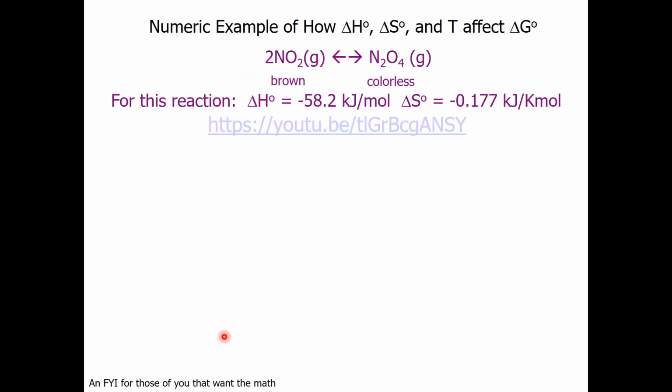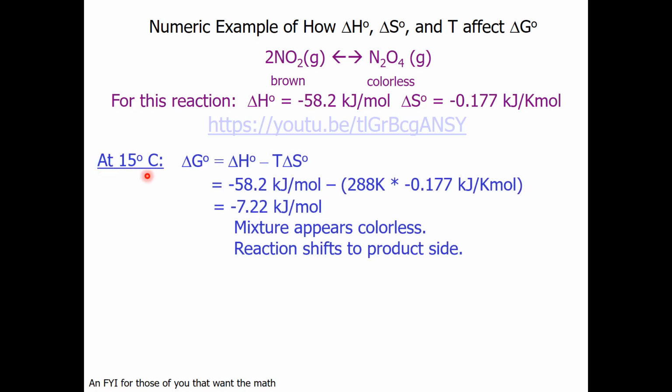Many of you like to use actual numeric values in these calculations, and we can a little bit in Chem 101. There's much more calculation in Chem 201, but I'd like to show you an example for a reaction where delta H naught is a negative value and delta S naught is also a negative value. This is the equilibrium between nitrogen dioxide, which is a brown gas, and dinitrogen tetroxide, which is a colorless gas. Before I show you the video, let me show you the calculations.